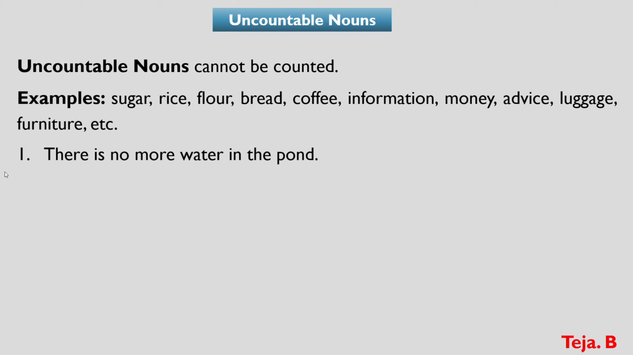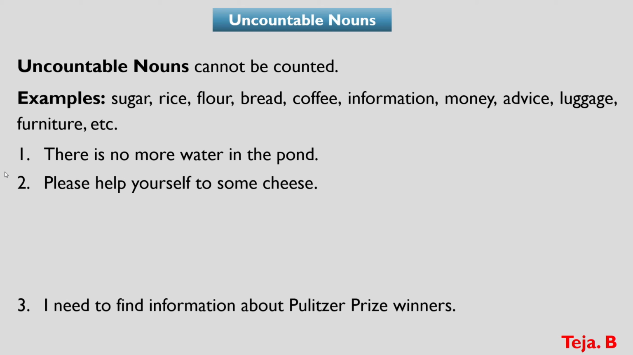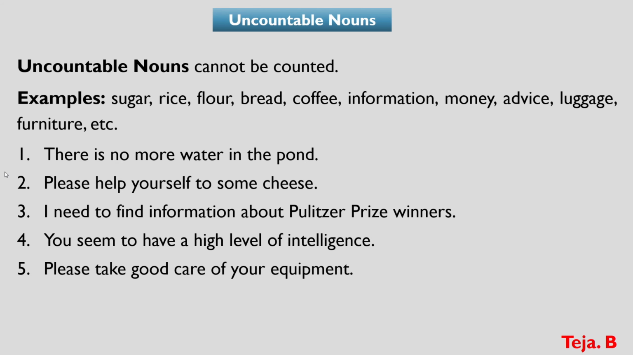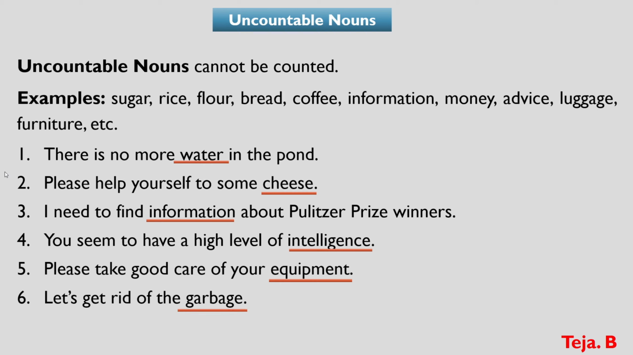Let's see. There is no more water in the pond. Water is an uncountable noun. Please help yourself to some cheese. Cheese is an uncountable noun, right? Equipment, intelligence, information are all uncountable nouns. Water, cheese, information, intelligence, equipment, garbage. These are all uncountable, so we cannot count them.